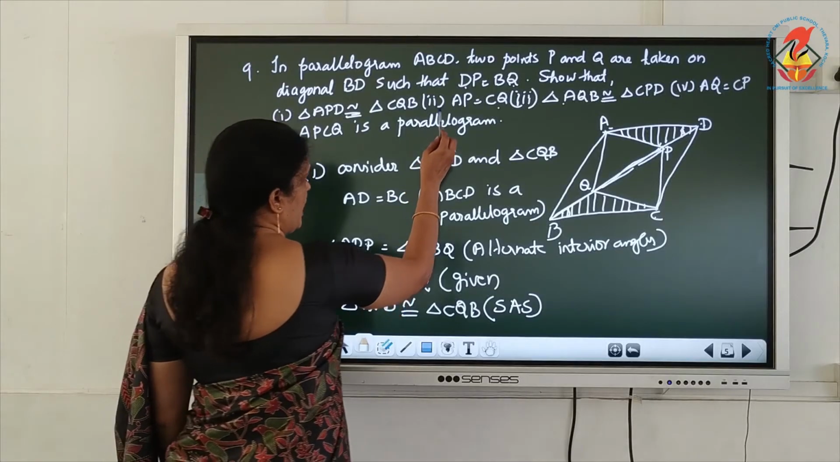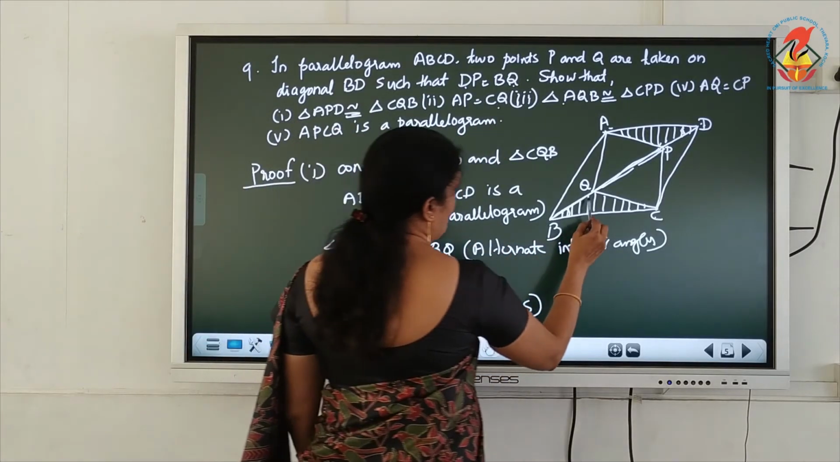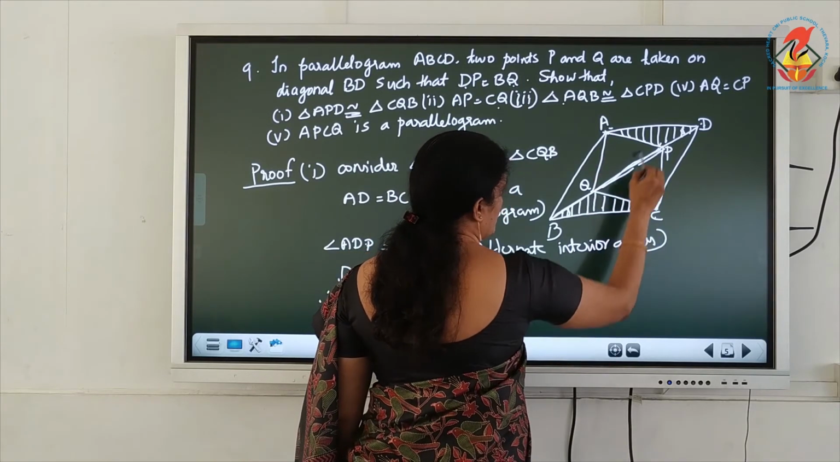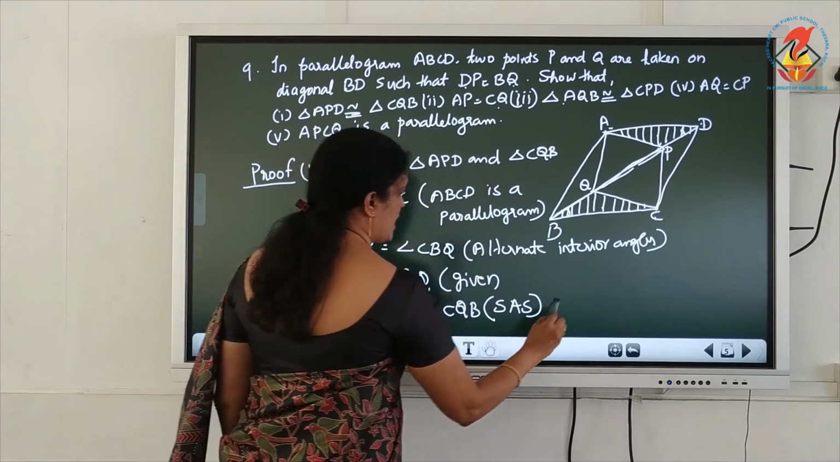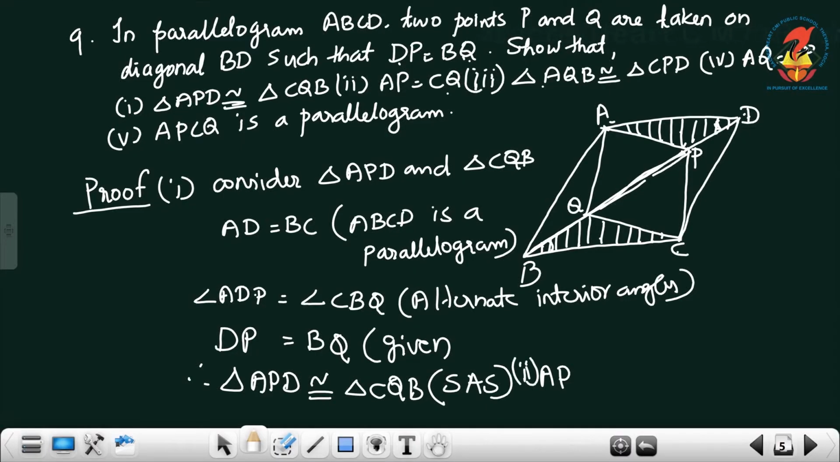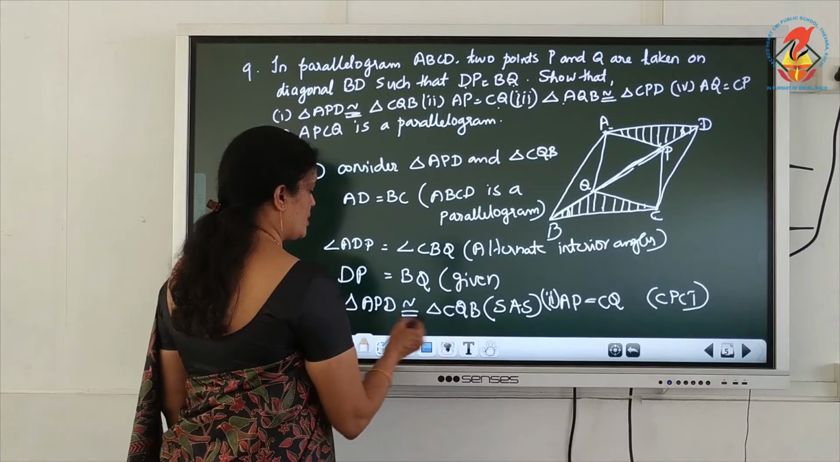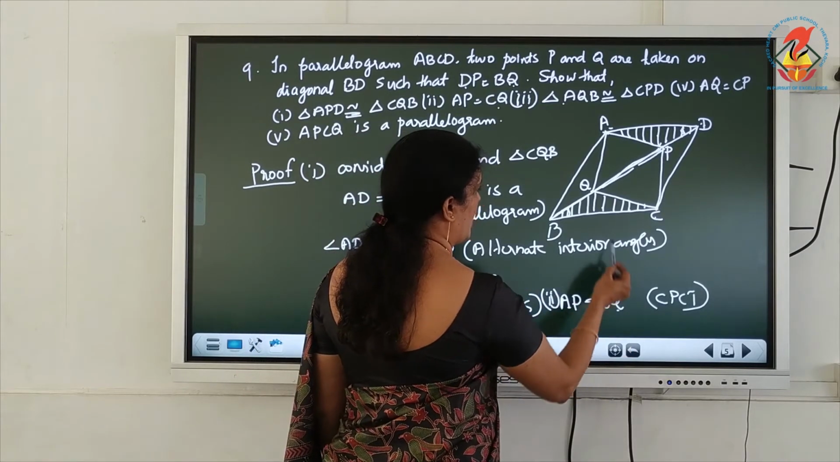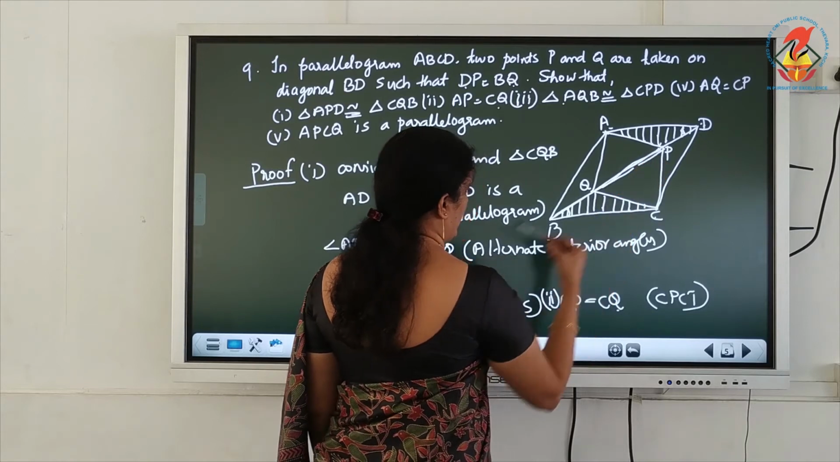What is the second question? AP equal to CQ. AP and CQ are corresponding sides of these two congruent triangles. That means AP equal to CQ. What is the reason? These two triangles are congruent, so definitely we can write AP equal to CQ. AP and CQ are corresponding sides of congruent triangles.